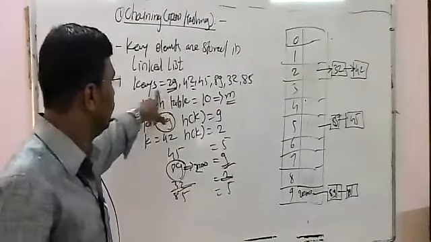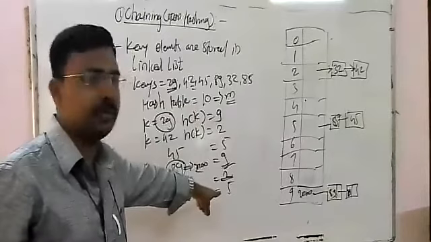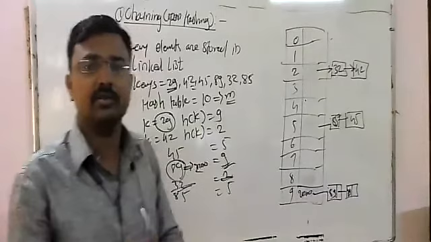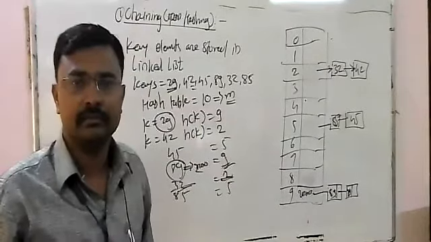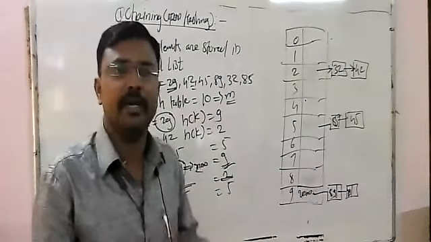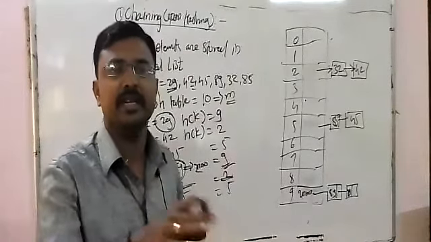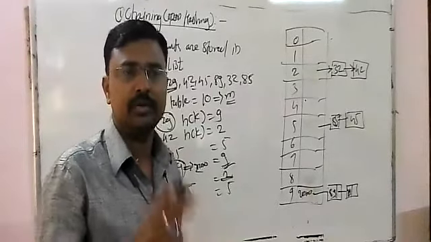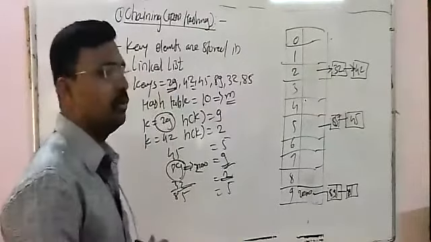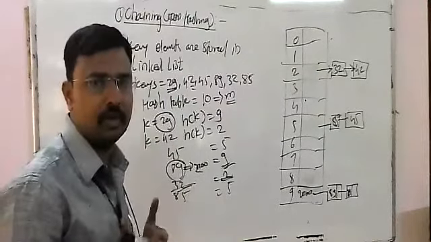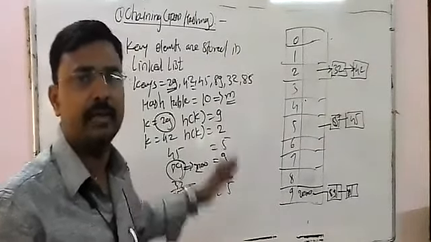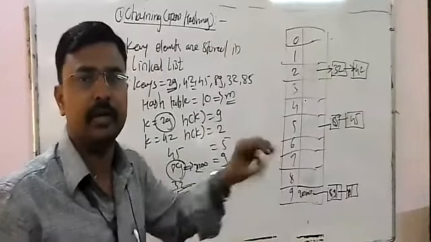What we have done? We have calculated first the index value. According to index value, we have decided how many elements are stored at that particular index. Okay, if there are three elements, whatever the last element is, we are just going to insert the element at the beginning. Okay, this is the first technique to avoid the collision, or whenever there is a collision, you can use this technique. So it will find a new address for your element.